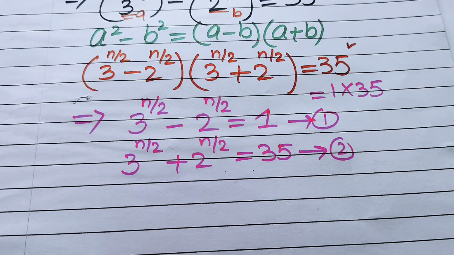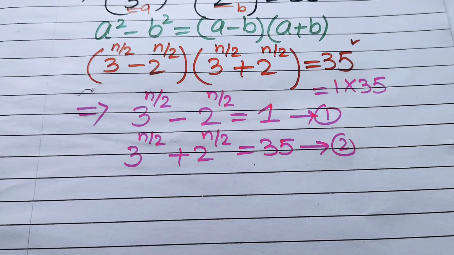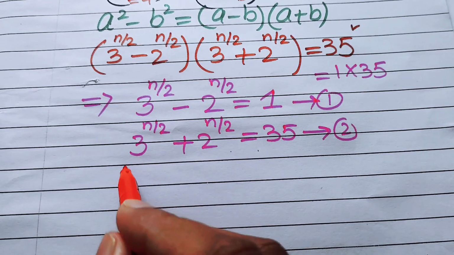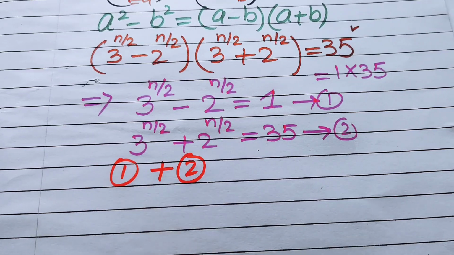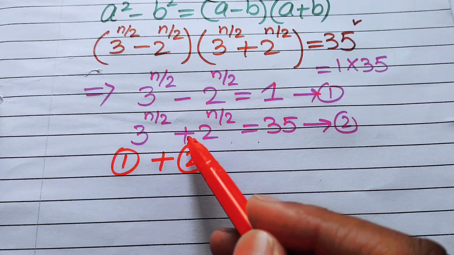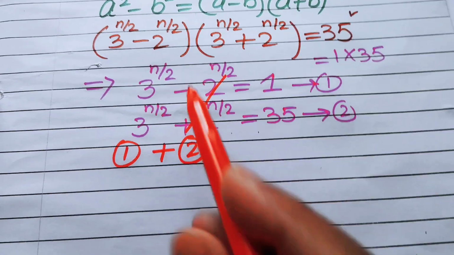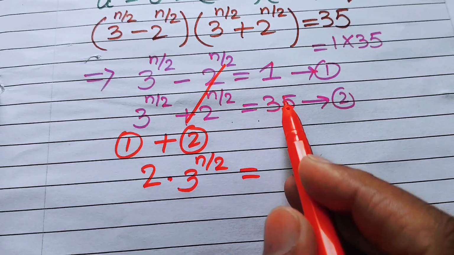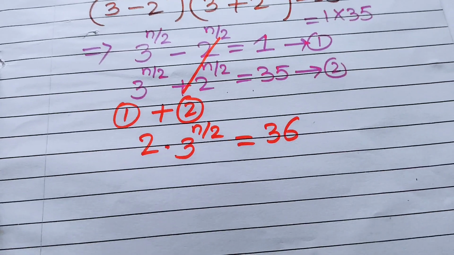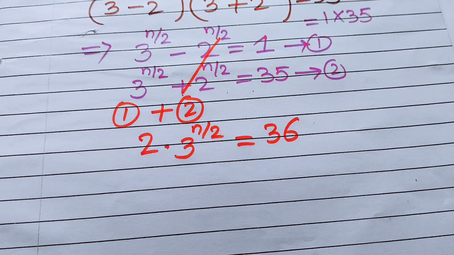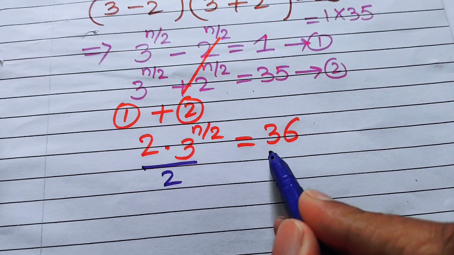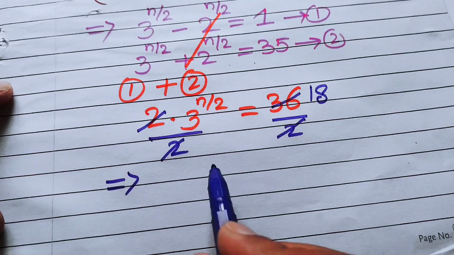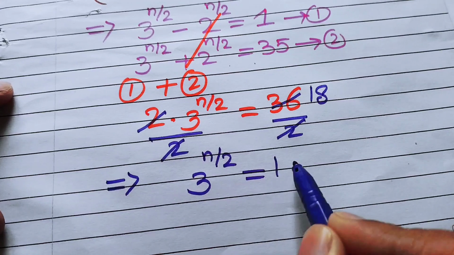So in the next step we will just add these two equations, and we will get our final answer. So we add equation number 1 and equation number 2. When you add, you see this is the negative term and this is the positive term, so these two terms are gone and these are like terms, so these are added and we get 2 times 3 to the power of n over 2 equals 1 plus 35 equals 36. So here we divide both of the sides by 2, and 2 18s are 36, so here you obtain 3 to the power of n over 2 equals 18.